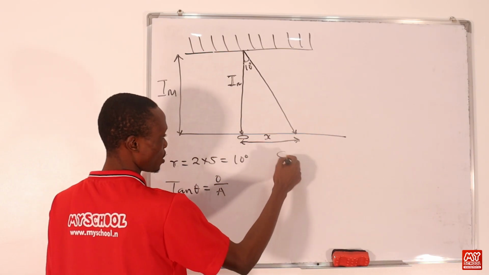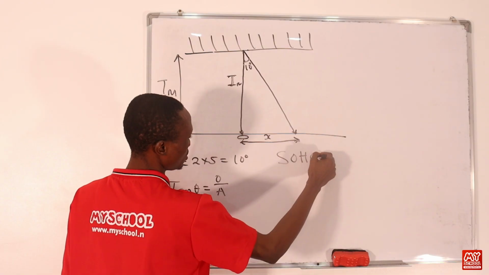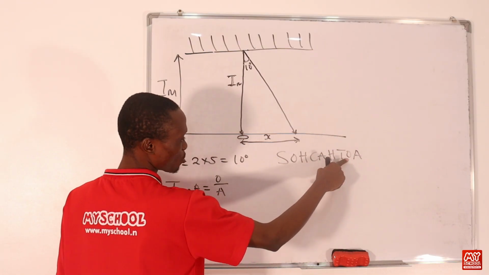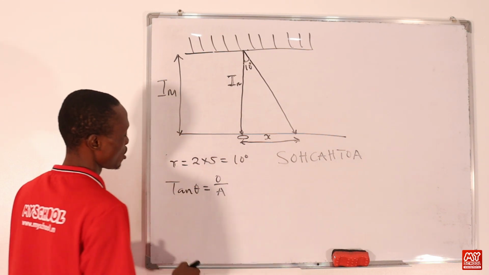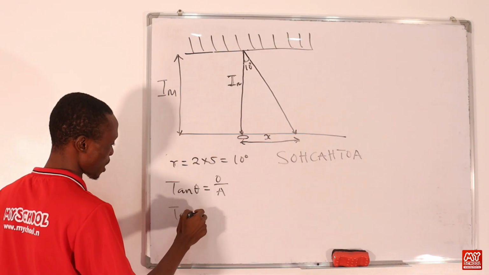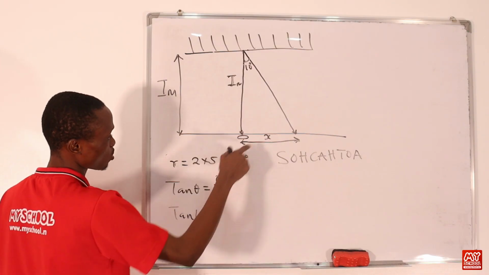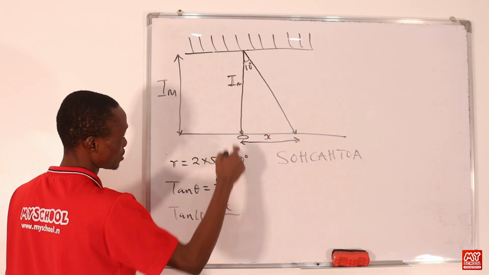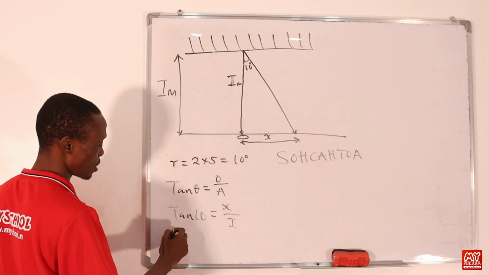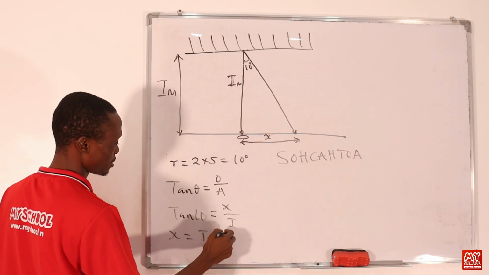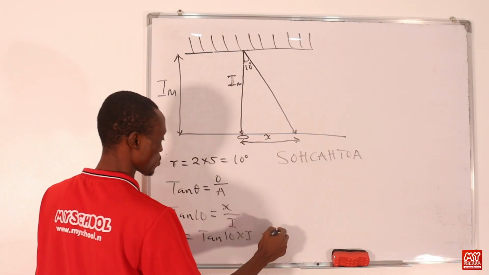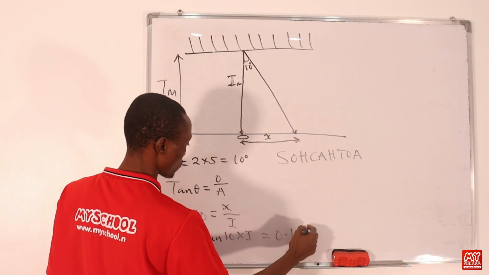Remember your SOHCAHTOA: SOH, CAH, then TOA, opposite over adjacent. So here, theta is equal to 10 degrees. So here we have tan 10 is equal to, then the opposite is x, and this is 1. So we cross multiply. So here we'll have x is equal to tan 10 times 1, okay? And tan 10 is equal to 0.176.